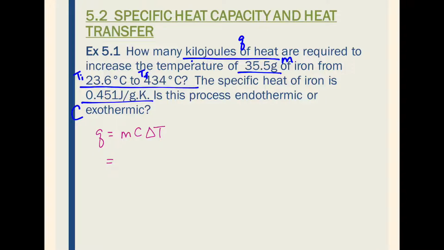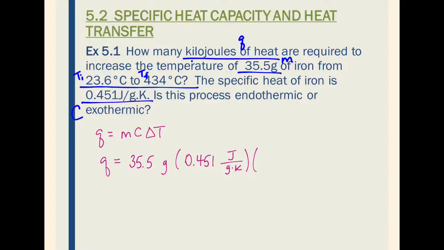Let me fix that, it's a weird looking Q. There we go. All right, so our mass, we've got 35.5 grams. Our specific heat capacity was 0.451 joules per gram Kelvin. And then our temperatures. Now, the Celsius versus Kelvin thing, I mentioned it before.